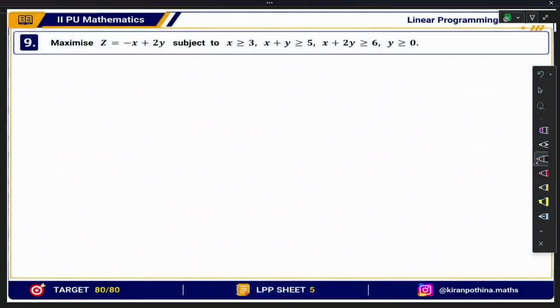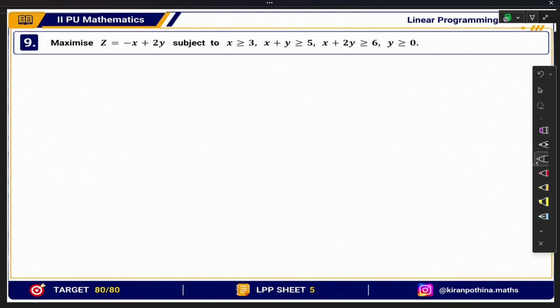This is LPP sheet 5 from our target 80 by 80 series. In today's question, we are going to study a very important concept in linear programming problems, that is unbounded feasible region. Many students can draw the graph correctly but make mistakes while concluding the final answer. In this video, we will learn how to identify an unbounded region and how to decide whether the objective function has a maximum value or not.